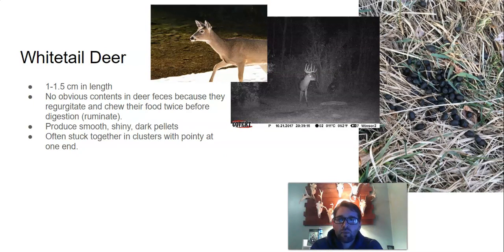White-tailed deer, 1 to 1.5 centimeters in length. There's no obvious contents inside of the feces of white-tailed deer. This is because deer regurgitate and then chew their food a second time before digestion. This is called rumination. So they're going to actually vomit it up, rechew it, and that's going to cause it to have a smooth, shiny, dark pellet when that fecal material exits the body. Oftentimes they're stuck together in clusters with one end being slightly pointy.